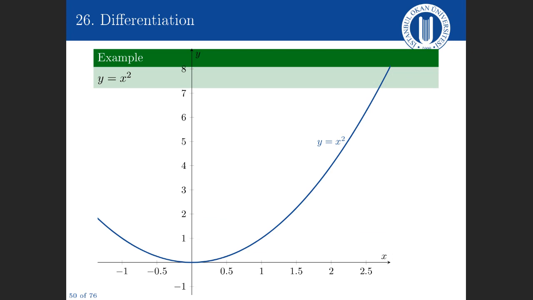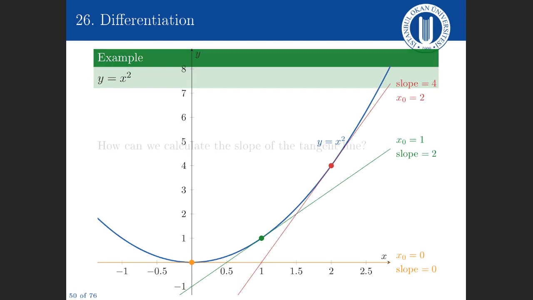For example, let's look at the function y is equal to x squared. If, for example, x0 is equal to 1, we could draw the tangent line, draw a triangle, measure the sides of the triangle, and we can calculate the slope of this green line is equal to 2. Therefore, the slope of the blue function is also equal to 2 when x0 is equal to 1. Or we could look at 0. The slope at 0 is equal to 0. If x0 is equal to 2, we can draw the tangent line, measure it, and we can find that the slope here is equal to 4.